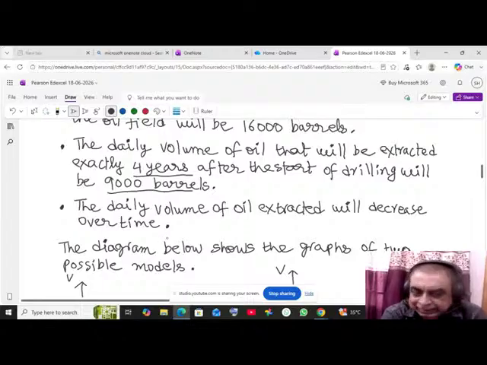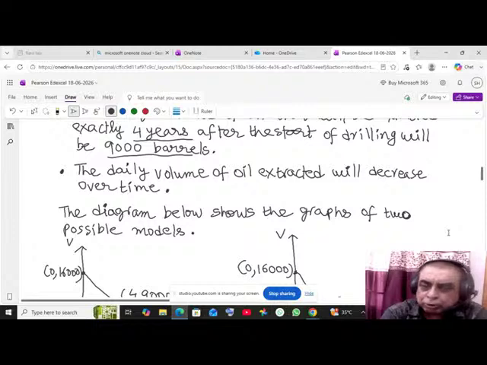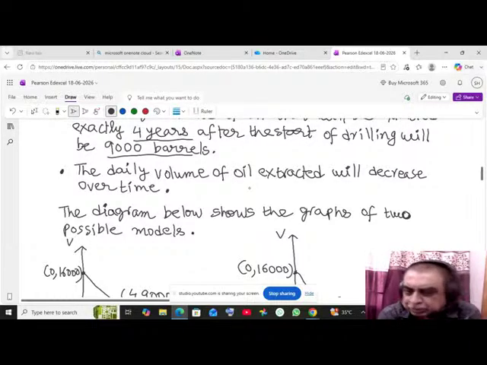So these are the three assumptions. The daily volume of oil taken out from the well will decrease with time. First, the starting daily volume will be 16,000 barrels when the oil starts being taken out. After 4 years, the daily volume will be 9,000 barrels. And the oil extracted decreases over time.